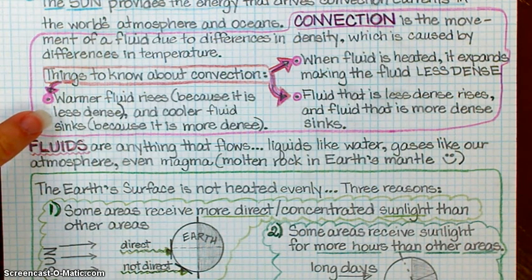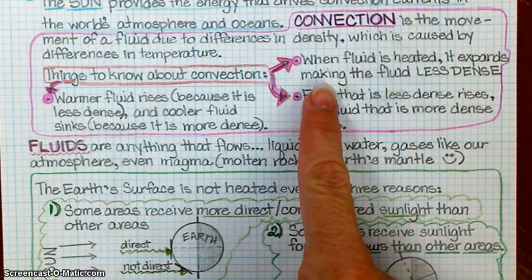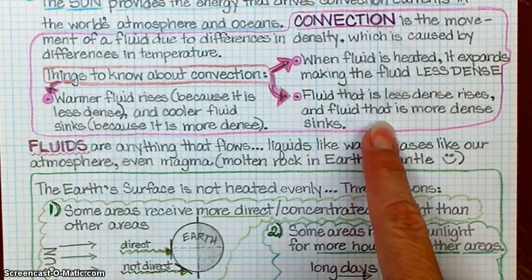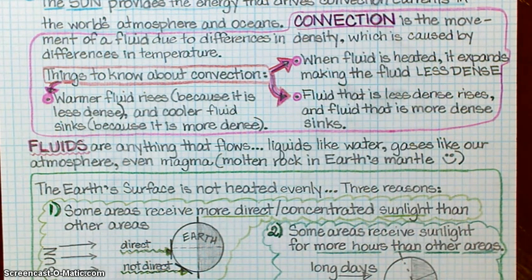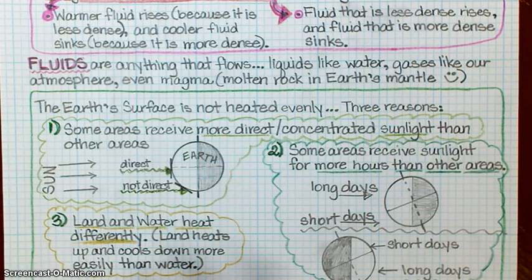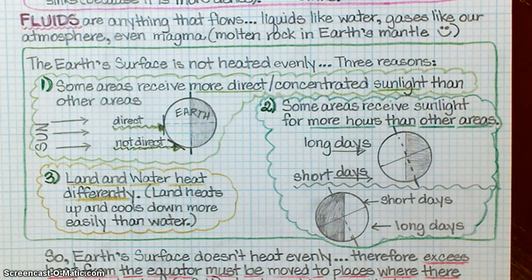Warmer fluid rises because it's less dense. Cooler fluid sinks because it's more dense. Okay? Because when fluid is heated, it tends to expand. That's what makes it less dense. Fluid that is less dense rises. Fluid that is more dense sinks. Fluids are anything that flows. Water is a liquid, and that's a fluid. Gases are considered fluids. Even magma in the Earth's interior is considered a fluid because it can flow.